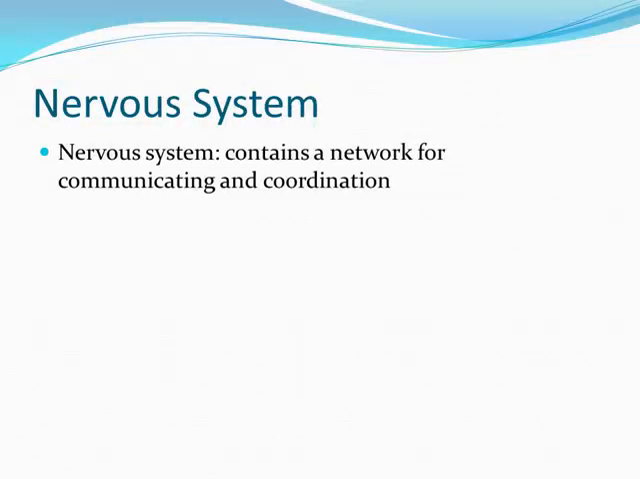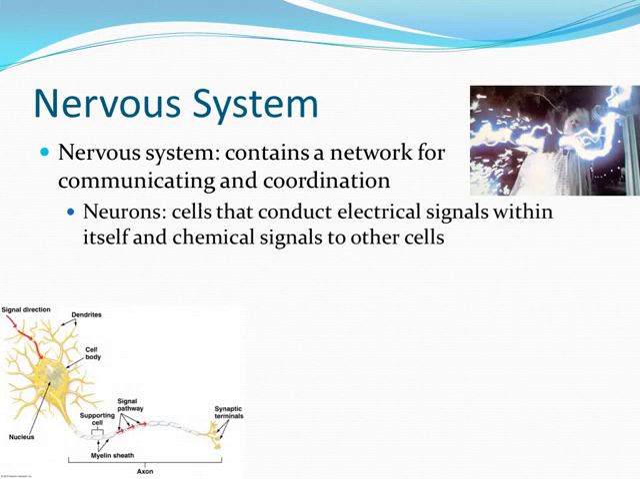So what is the nervous system? The nervous system is the system within our body that helps communicate and coordinate with other organs. Not only does the nervous system do this, but the endocrine system also communicates with other organs as well. But that's its main function.